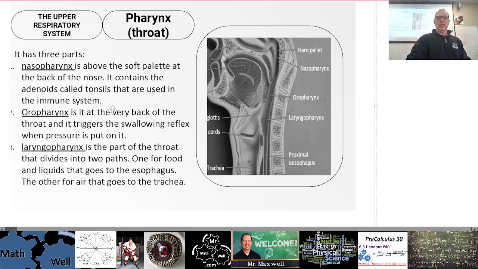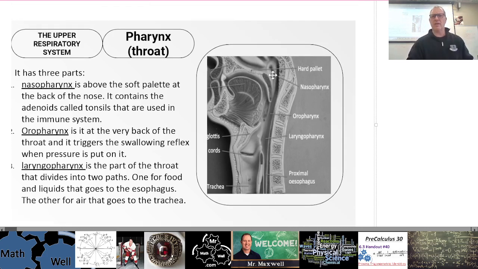The oropharynx is at the very back of the throat, and it triggers the swallowing reflex when pressure is put on it. So in the diagram here, the nasopharynx is above there. It's actually above the palate, connecting your sinuses in your throat. There's a bit of a connection there, the upper nasal cavity, anyways, your nose. The oropharynx is the very back of your throat there.